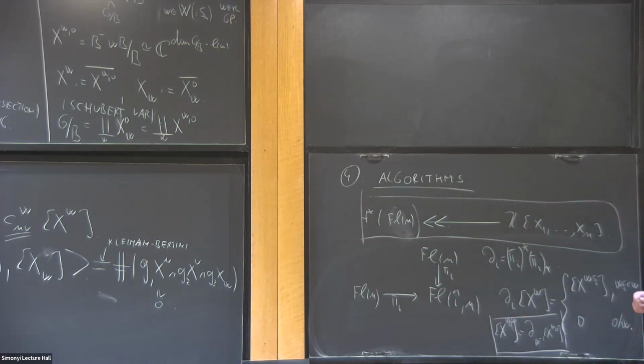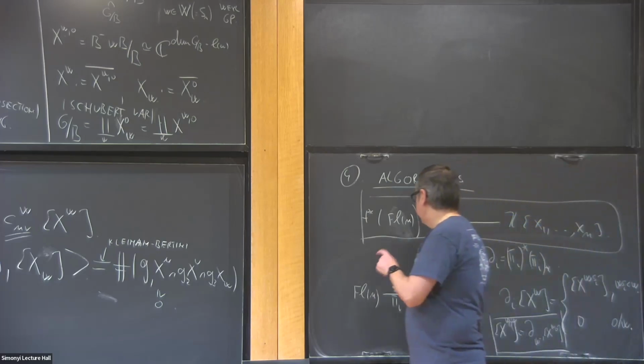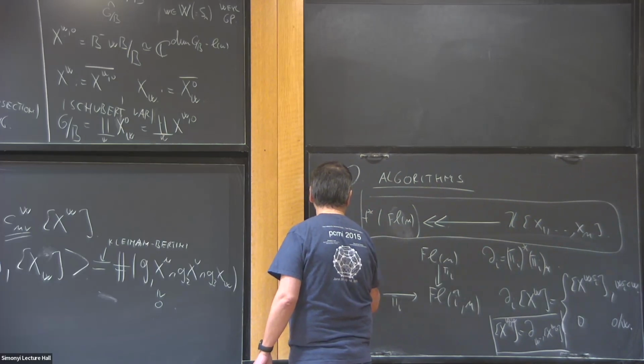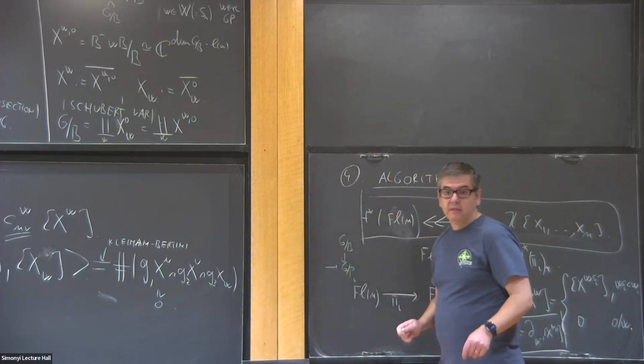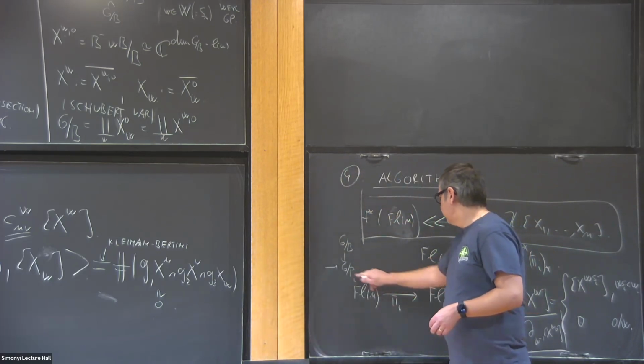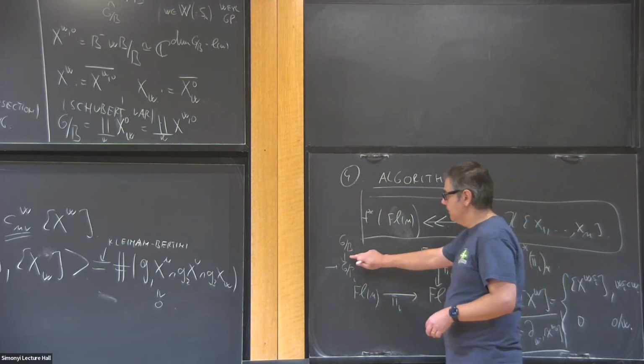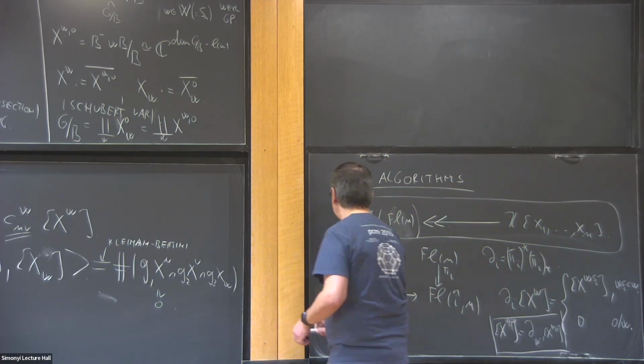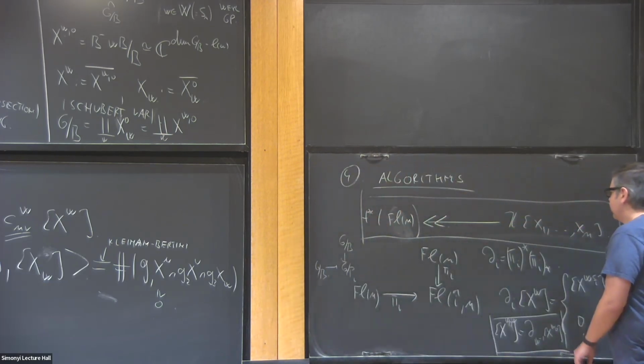Yes? Is this a type A thing, or do the pi maps exist in other types? Yes, the pi maps exist in other types. What you have to do is take the minimal parabolic corresponding to a simple reflection. So this G mod P_i would be exactly this flag manifold. This is again a P1 bundle and so on. So this is very general.